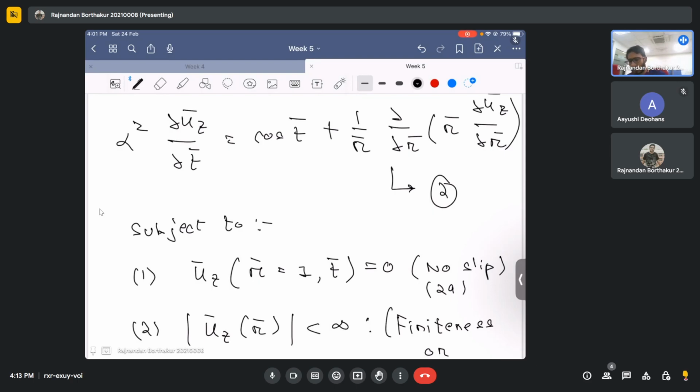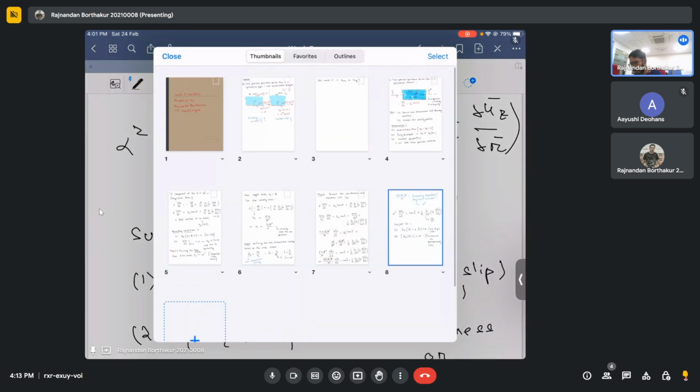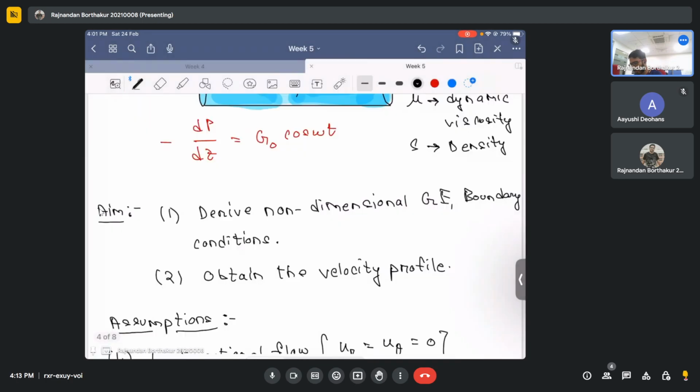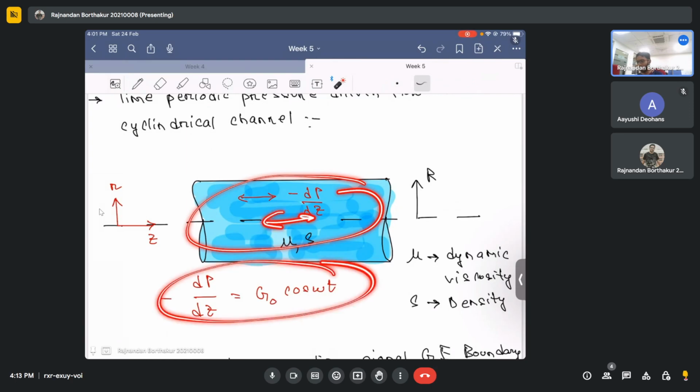All right. Before beginning the solution, I would just like to ask an interesting question here. Let's first of all have a look at the physical picture. So what was that? It was something like this. The physical picture was that there's a tube and there's an oscillating pressure gradient, which is basically something like this. This is what the problem says.